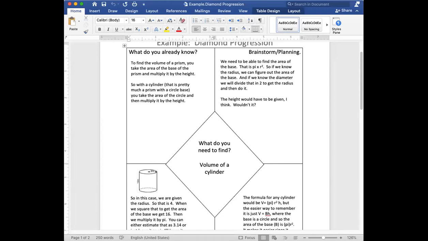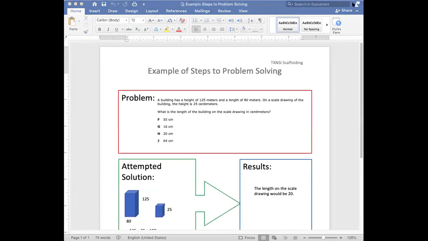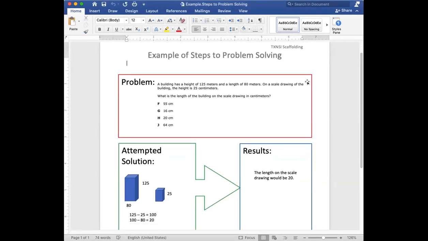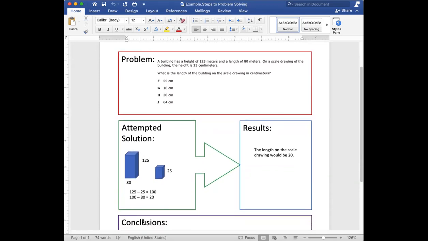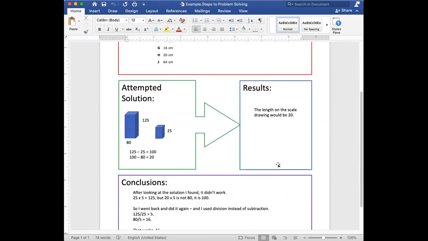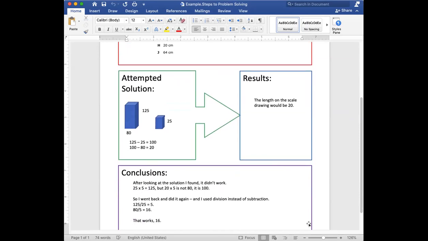Then we have a very simple problem solving model, steps to problem solving. It seriously has just the problem at the top. I've picked a released STAR test question. Then on the left, you put your attempted solution. On the right, what the results are, and then a conclusion.